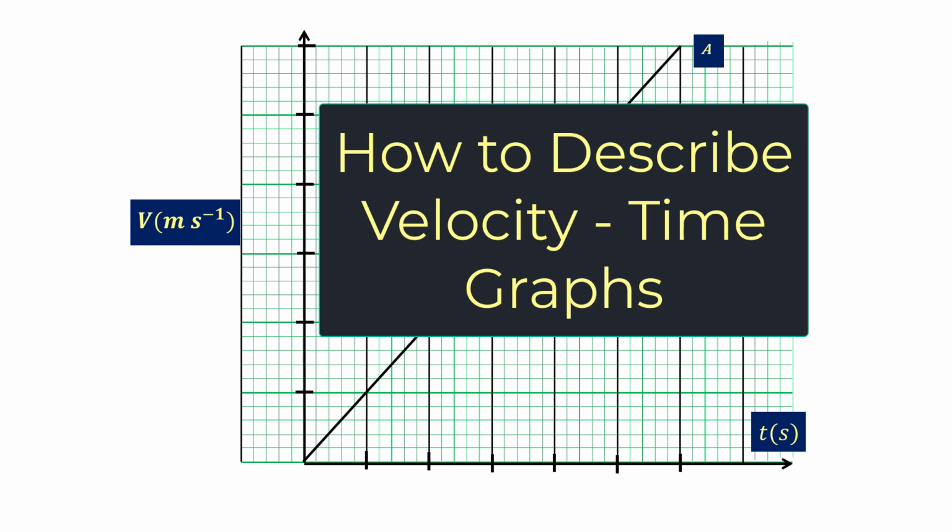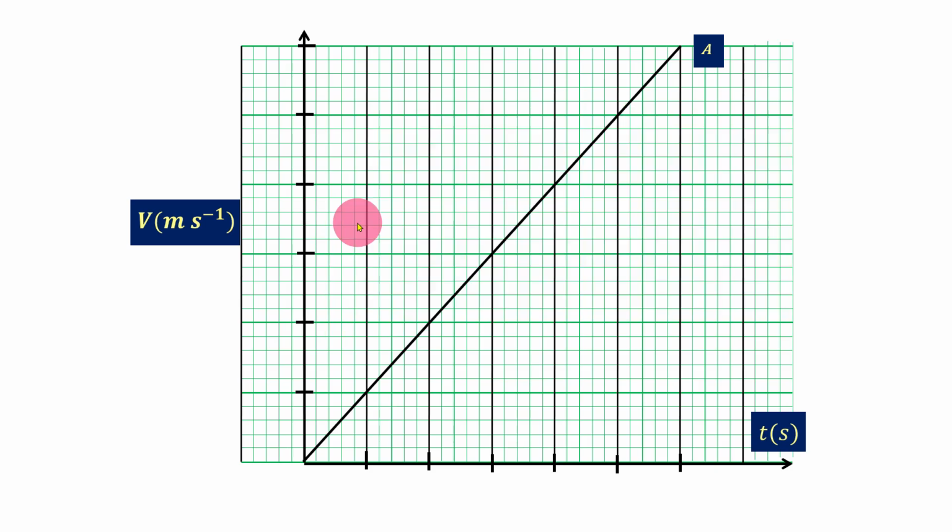Hello and welcome to this video where I'll teach you how to describe motion graphs, especially velocity time graphs. Supposing you are given a sketch graph like this. On the y-axis we've got velocity, on the x-axis we've got time, and it's a straight line through the origin. How do you describe how this object is moving?